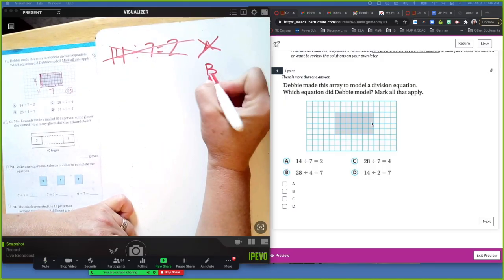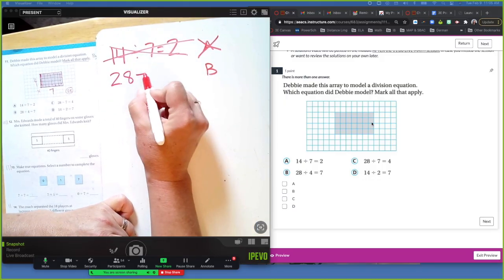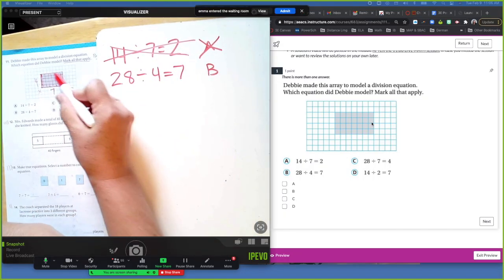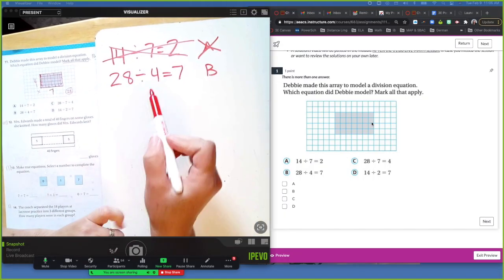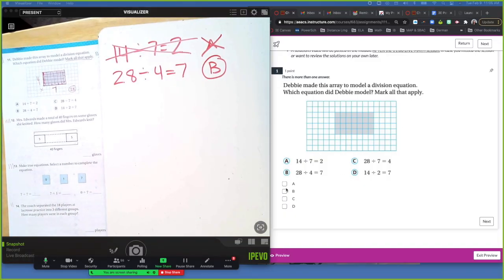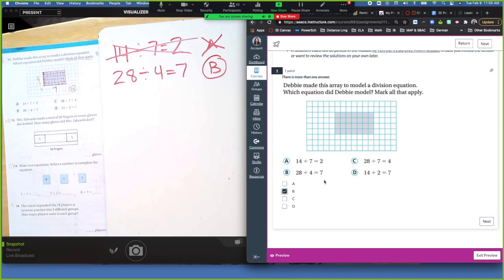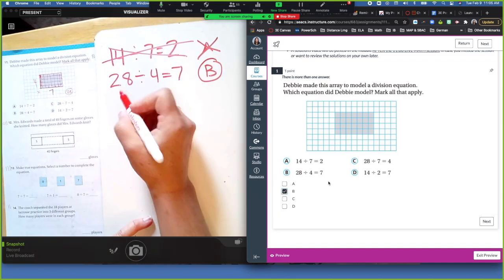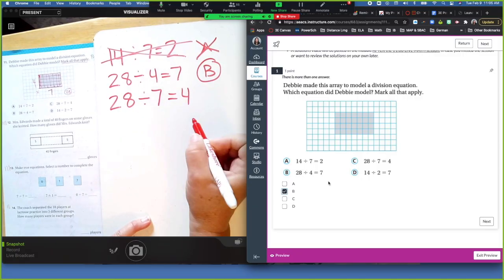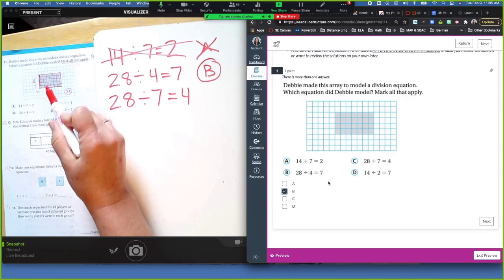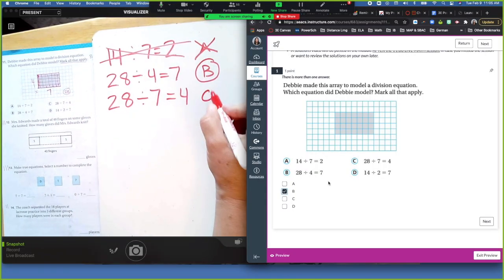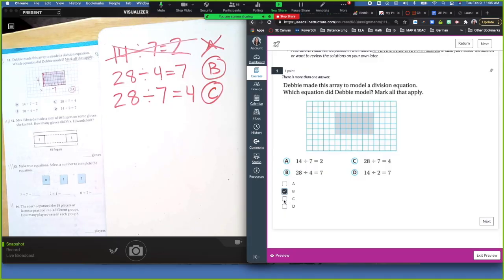B is 28 divided by 4 equals 7. Well, yeah, there's 28 squares broken into groups of 4 equals 7. B is an answer choice, so I would click B down here. Now C, 28 divided by 7 equals 4. Well, yeah, there's 28 squares. I can have 7 columns, and it's 4 in each column. C also works. There's 2 answer choices.